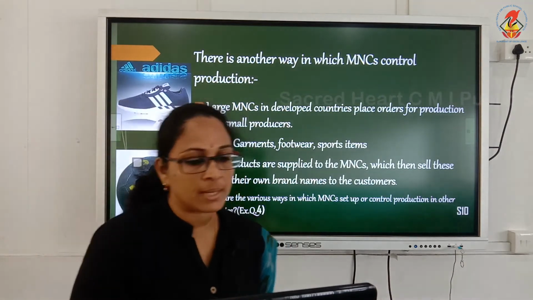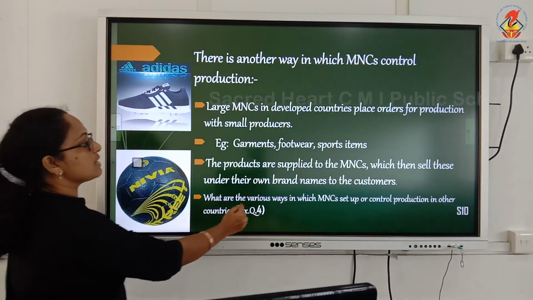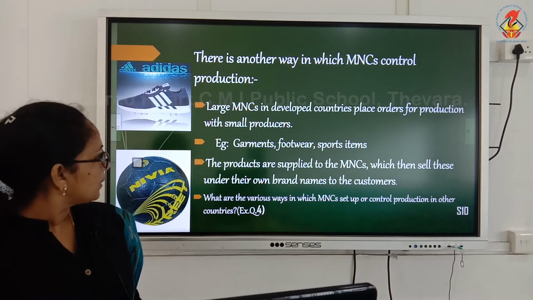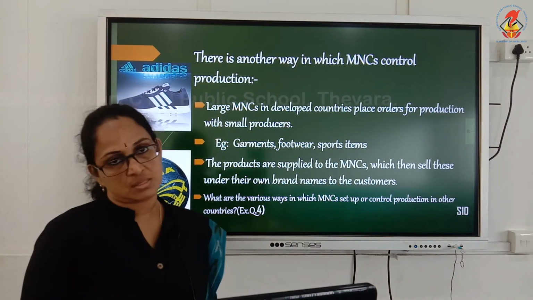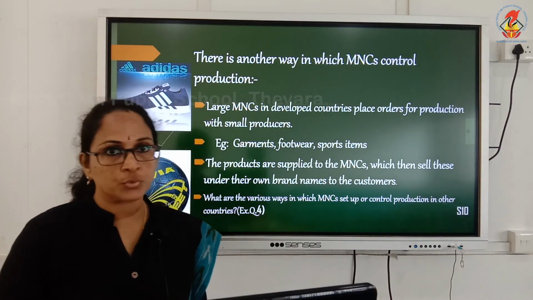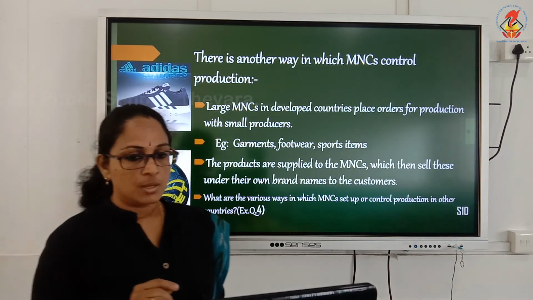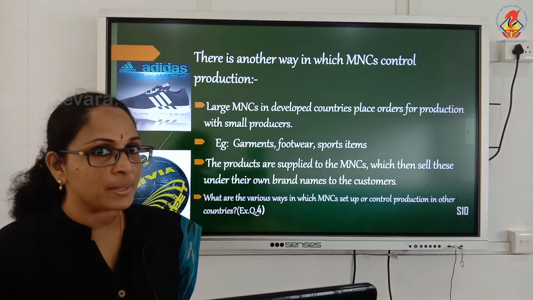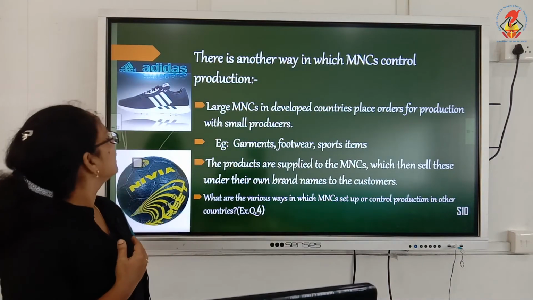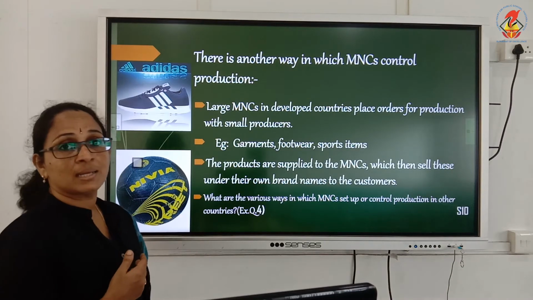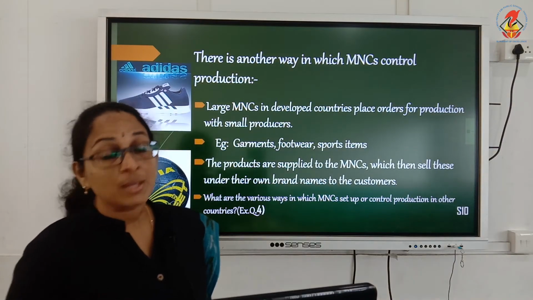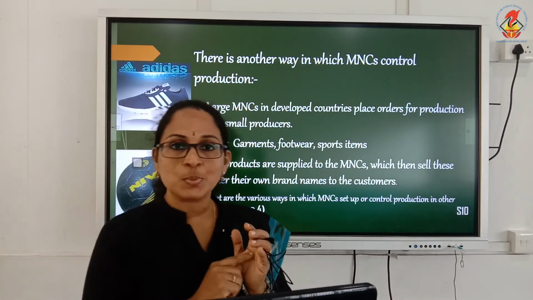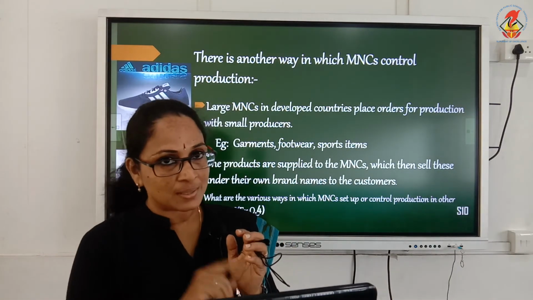And the question will be like this, children: What are the various ways in which MNCs set up or control production in other countries? That will be the question for this topic. So next time, whenever you are going for shopping, if you are going to buy any branded items, check. Where it is produced will be written, children. Check whether it's produced in India or in China.